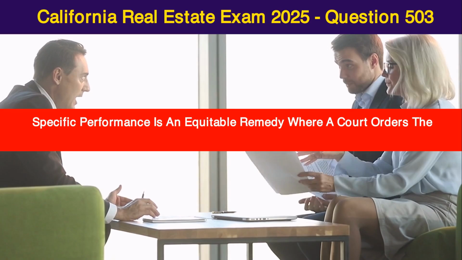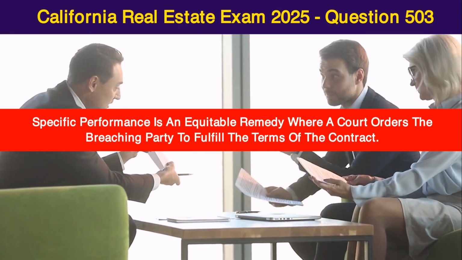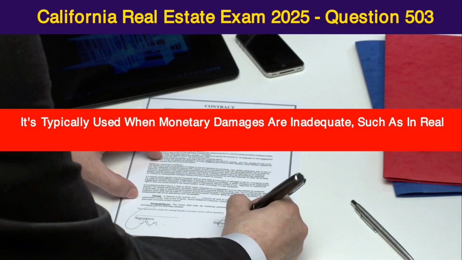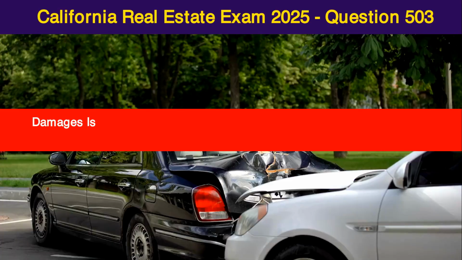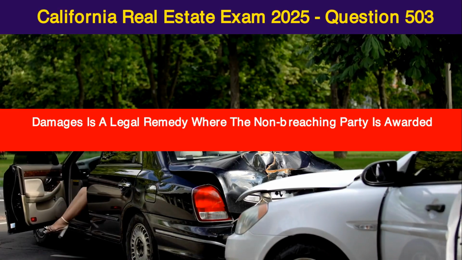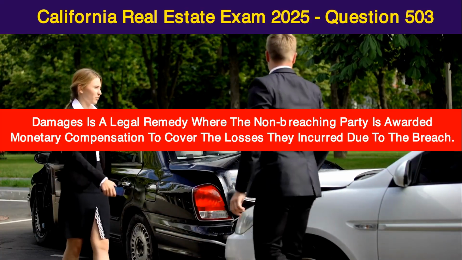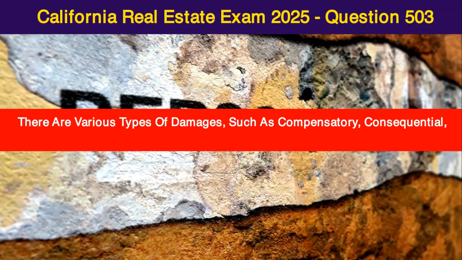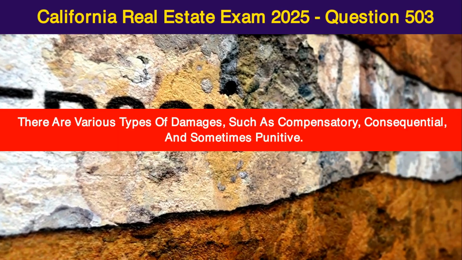Specific performance is an equitable remedy where a court orders the breaching party to fulfill the terms of the contract. It's typically used when monetary damages are inadequate, such as in real estate contracts where the property is unique. Damages is a legal remedy where the non-breaching party is awarded monetary compensation to cover the losses they incurred due to the breach. There are various types of damages, such as compensatory, consequential, and sometimes punitive.